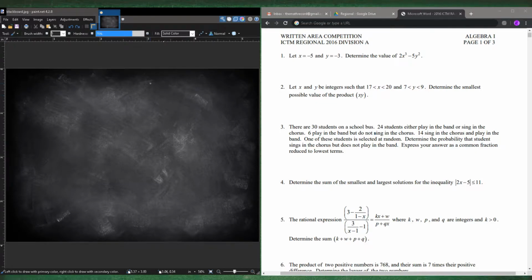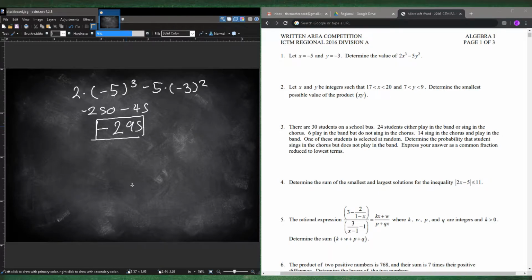Okay, number 1. Let x equal -5 and y equal -3. Determine the value of 2x to the power 3 minus 5x to the power 5 minus 5y to the power 2. So we could just substitute it in. (-5) to the power of 3 minus 5 times (-3) to the power of 2. So that's -125 times 2, which is -250. Minus 9 times 5 is 45. So that's -295. So our answer for number 1 is -295.